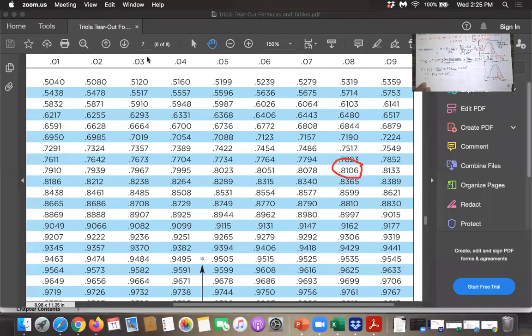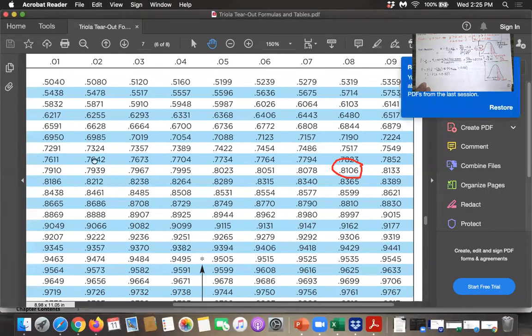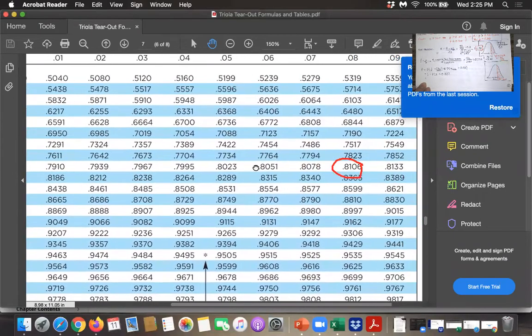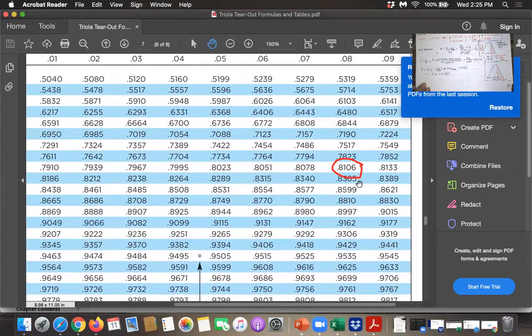So let me use my mouse now. Yeah, so we're in the right column. Make sure we're in the right row. Yes, we were in the right row. So that area is 0.8106.